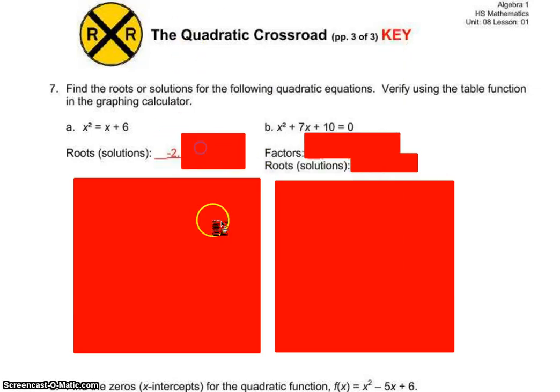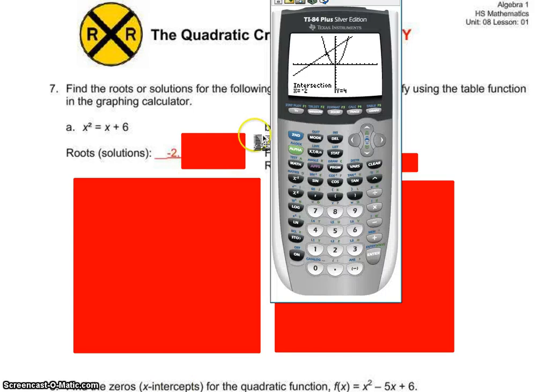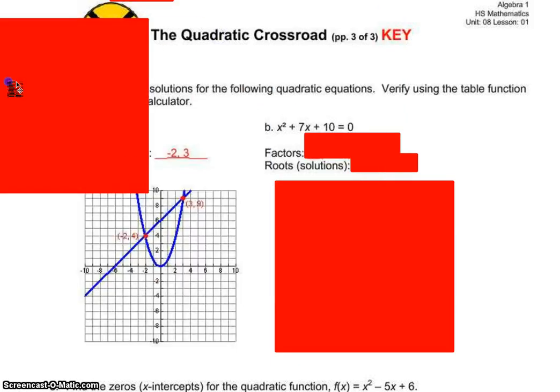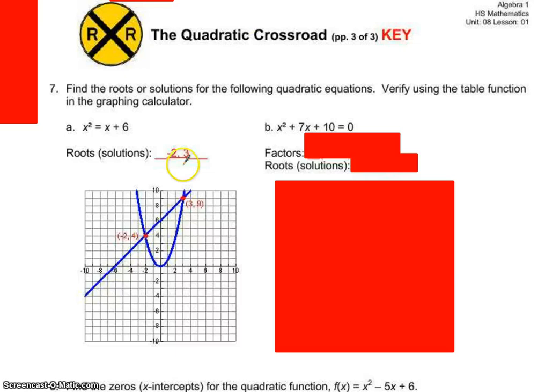X equals -2. You got to go through the same steps again, second calc 5, but before you press enter, you got to get to the other place where they cross each other. So go to the right until they get close to each other again. Enter, enter, enter, and 3 is the other solution. So -2 and 3. I'm not really worried about whether you draw the graph.